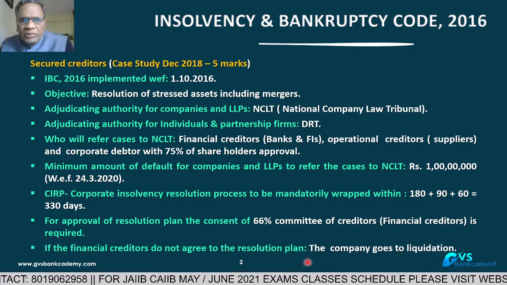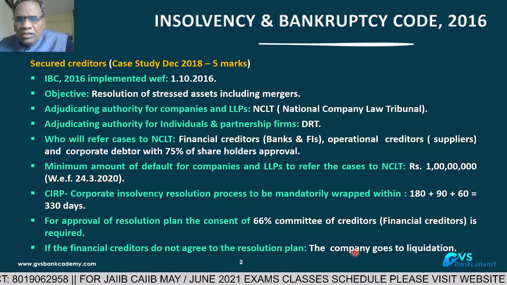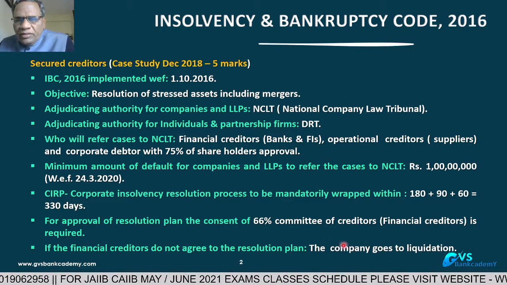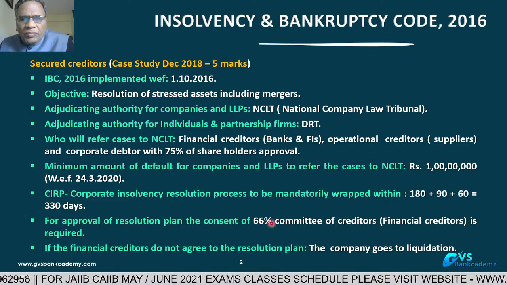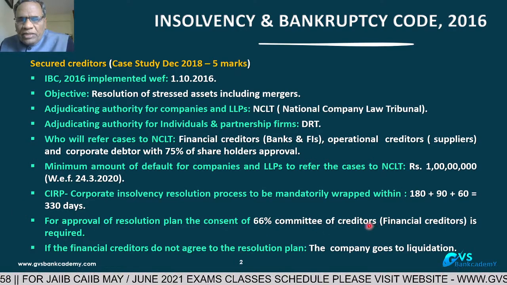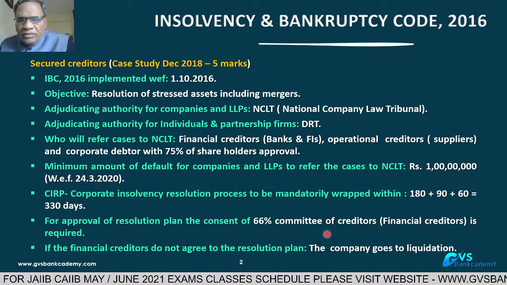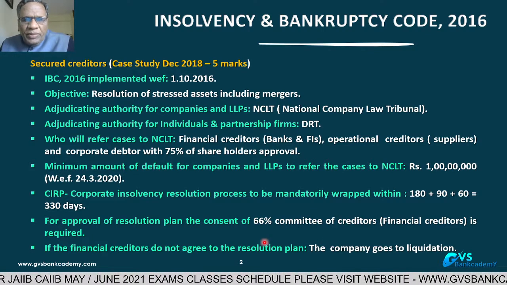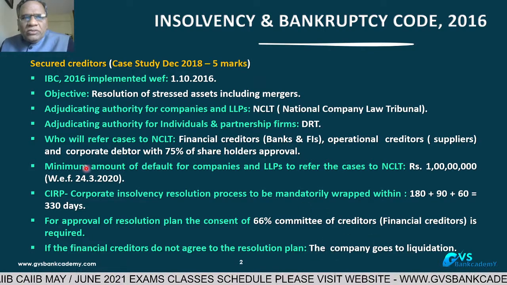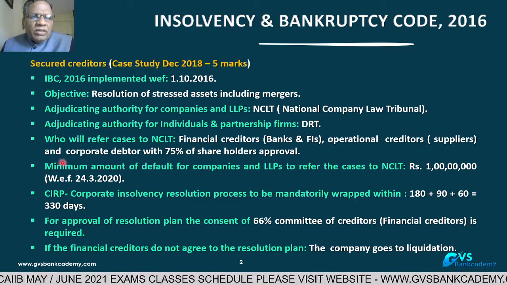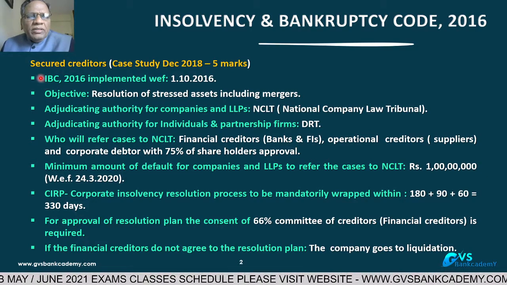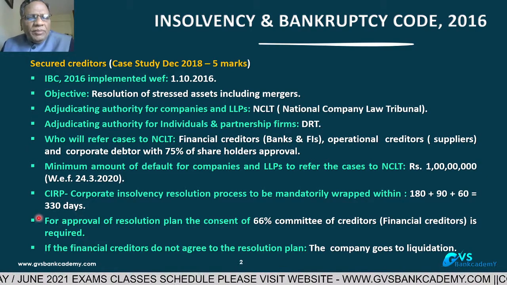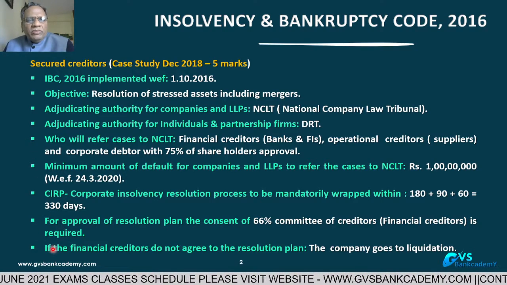If 66% consent is not there, the company will enter into liquidation. In the CIRP resolution process, if 66% of the committee of creditors, the bankers, are not agreeing, then the company will go to liquidation. So these are some of the questions asked in the examination. In JAIIB, CAIIB and promotional examinations also, these are the questions.